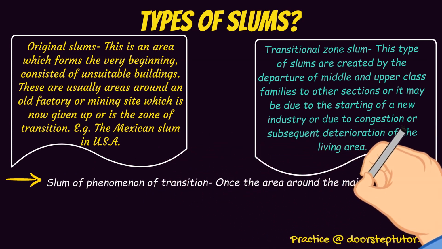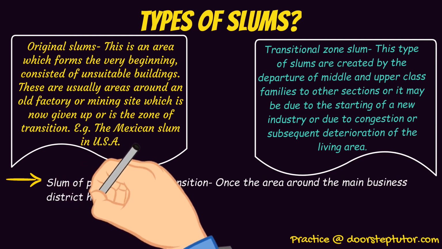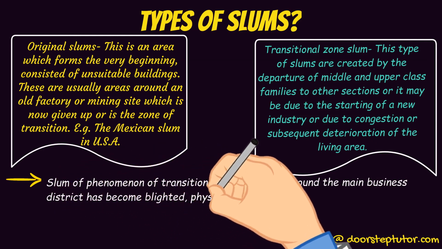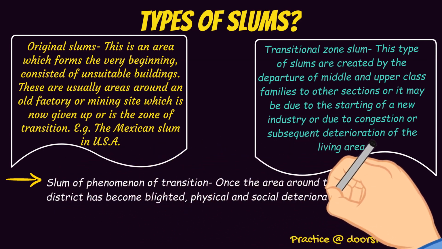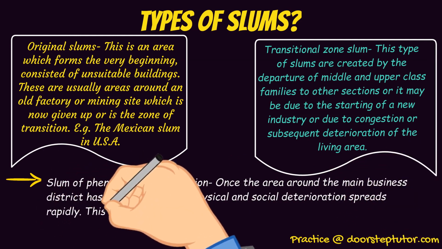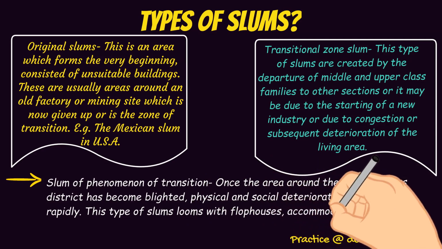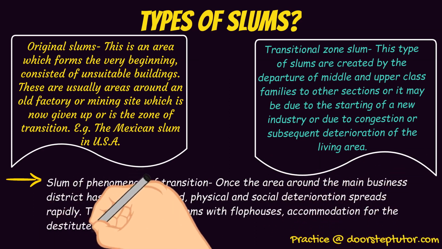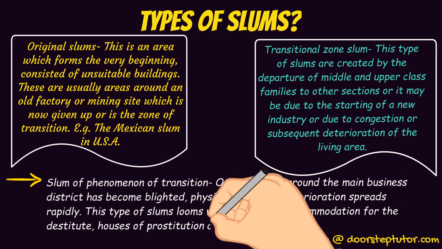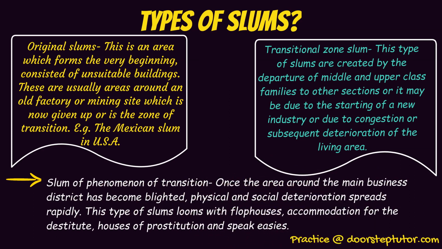Once the area around the main business district has become blighted, physical and social deterioration spreads rapidly. This type of slum is full of flop houses for accommodation for the destitute, houses of prostitution, and speakeasies.